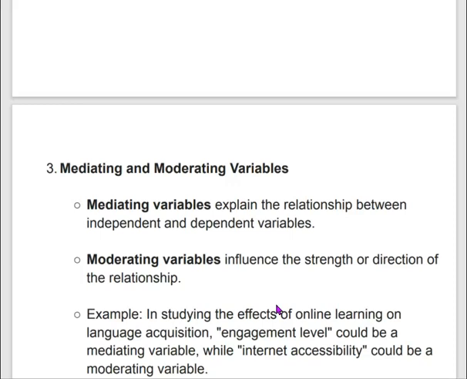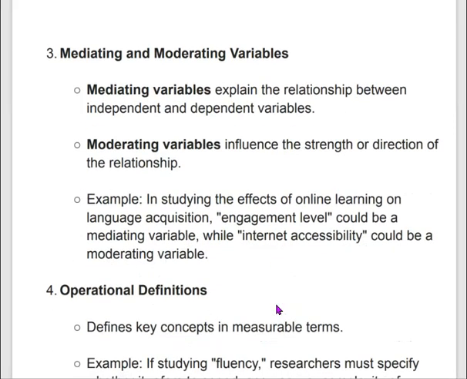Then you have mediating and moderating variables. Mediating variables explain the relationship between independent and dependent variables. Moderating variables influence the strength or direction of the relationship. So in the cake example, mediating and moderating variables could be your maida, baking powder and stuff like that. They are all variables, but they don't change.